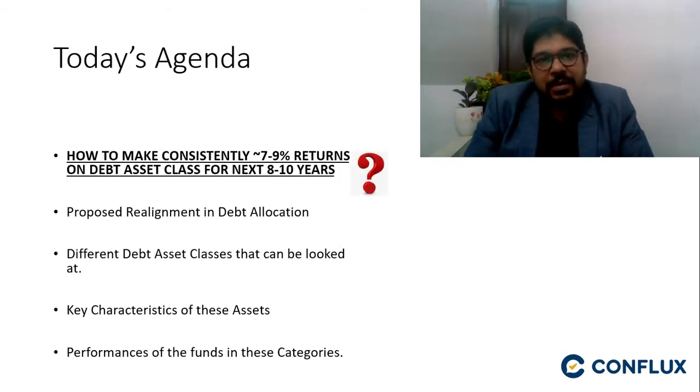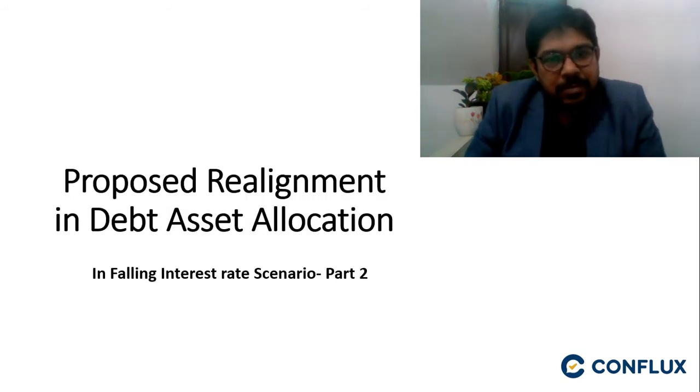So what's today's agenda? The biggest agenda is summed up by this red question mark on your screen: find ways, solutions and asset classes where we can consistently get 7 to 9% return for the next 8 to 10 odd years. In doing so, I'll try to identify the debt asset classes we can look across for the realignment of this portfolio. In the follow-up exercise, we'll try to understand the characteristics of these debt asset classes, and how the underlying funds in their respective categories have been doing. So without much ado, let's start.